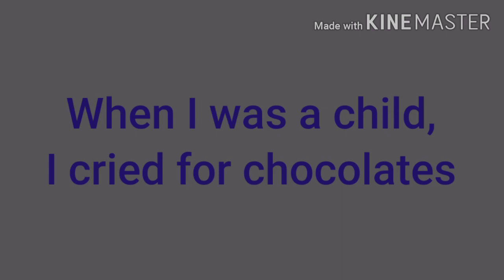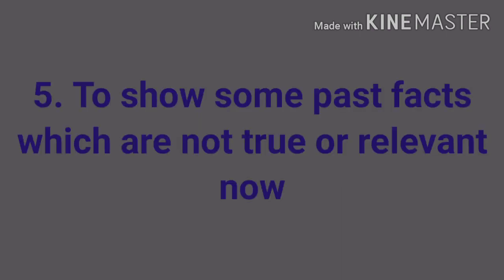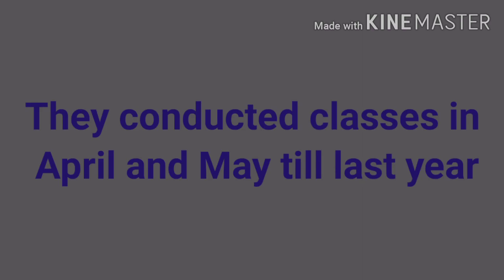Next example is simple past tense is used to show some past facts or to express some past events which are not relevant now or which are not true now. Let us look at some examples. They conducted classes in April and May till last year. Here, conducted is a past tense form, and it was a fact or it was a truth about that center that they conducted classes. But now it is not true.